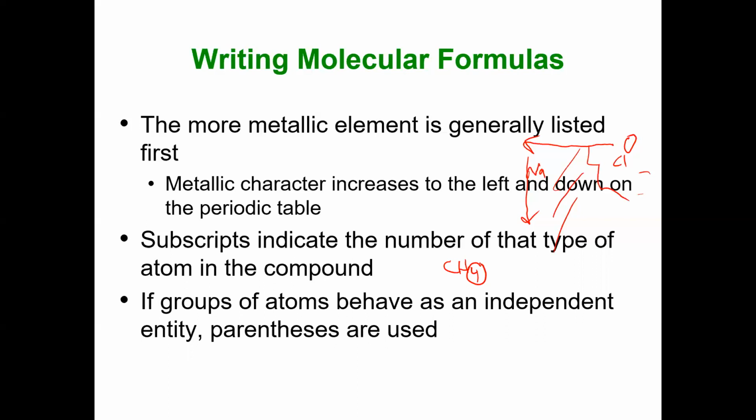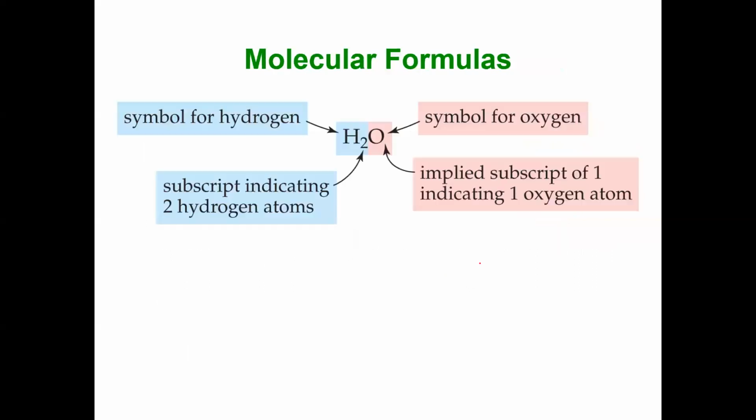Now, if there's a group of atoms that travel together, we'll use parentheses to show that group. So water. Everybody knows water is H2O. Well, we write the elemental symbol for hydrogen, which is just a capital H, and there's 2 hydrogens per oxygen. What's the elemental symbol of oxygen? It's O, capital O. So why do we have a 2 there?